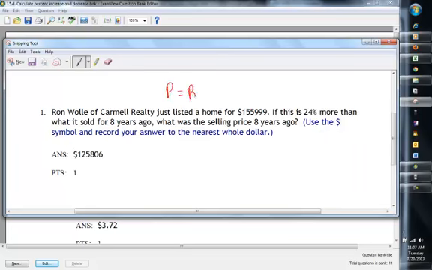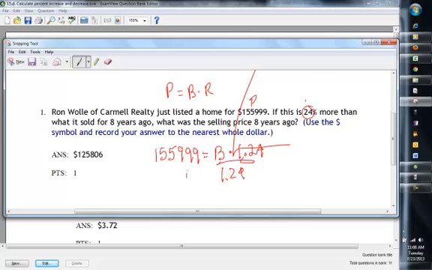Part is base times rate. Base is what it was 8 years ago. That line happened because I was wiping my screen. So this is the part. The base is what we're looking for. So 155,999 is the base times 1.24, because it's 24% more than it was before. Divide both sides by 1.24.